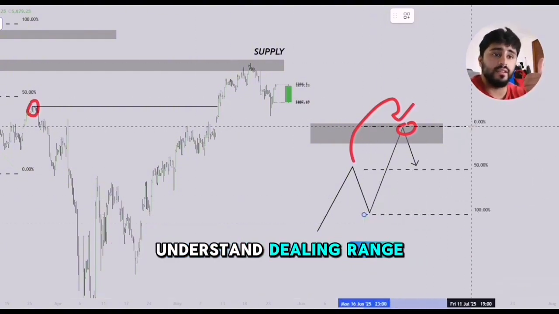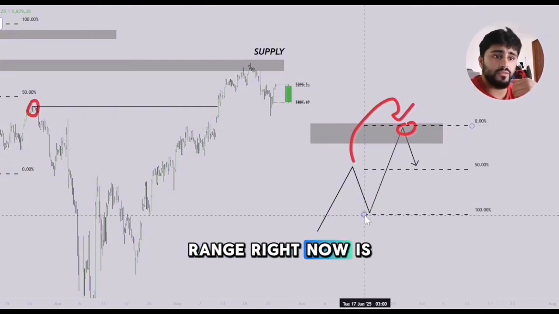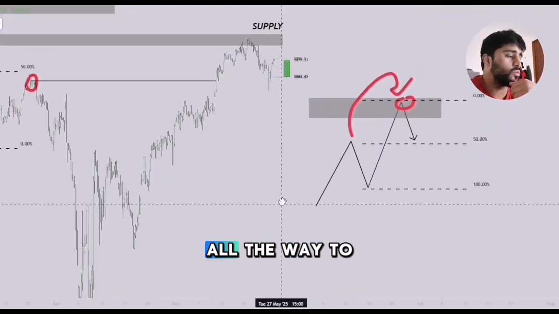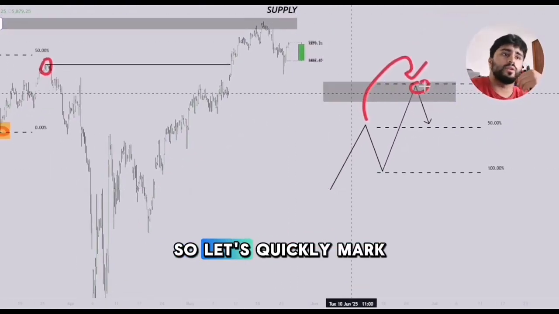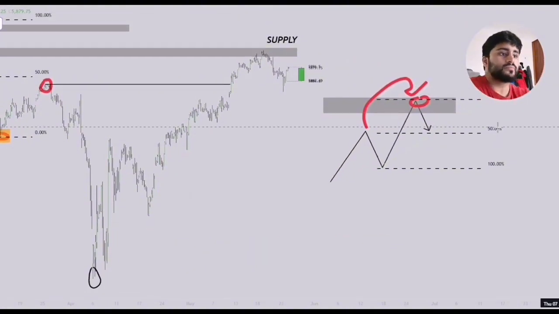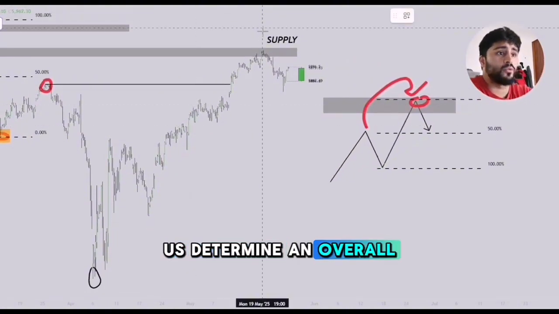then you need to understand dealing range. And so our dealing range right now is of course from this structural low down here, all the way to this structural high. So let's quickly mark that out on the charts. And this will help us determine an overall bias.